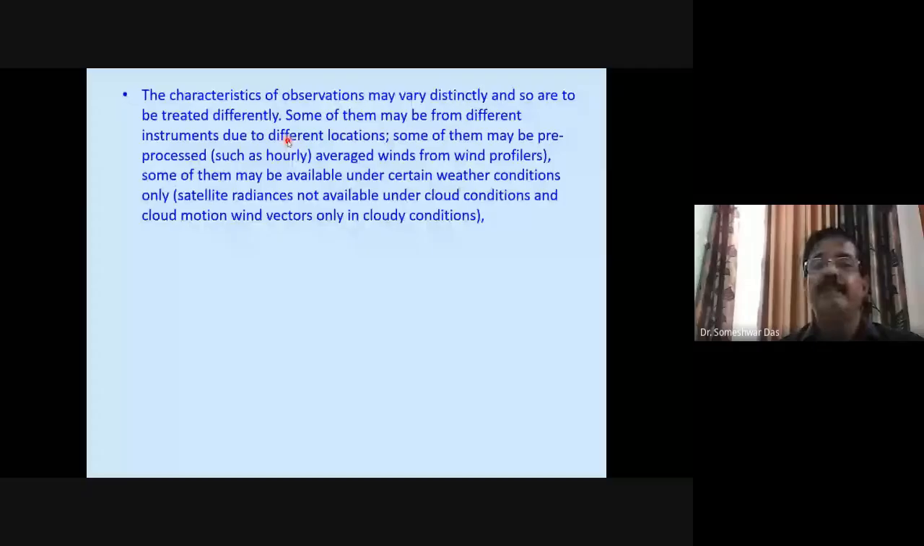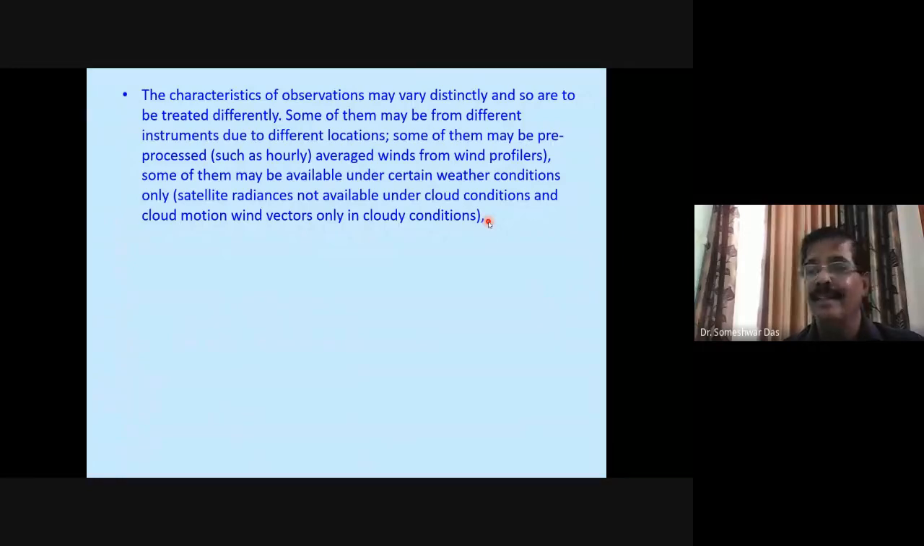So the characteristics of observations may vary distinctly and so are to be treated differently, right? Some of them may vary from different instruments due to different locations. Some of them may be pre-processed, such as hourly averaged winds from wind profilers. Some of them may be available under certain weather conditions only, like satellite radiances are not available under cloudy conditions, but the cloud motion vectors are available only during the cloudy conditions, right? You are familiar with these things, right?